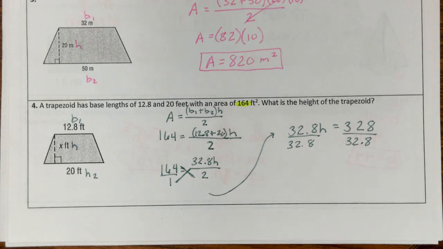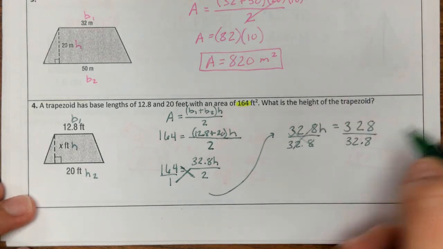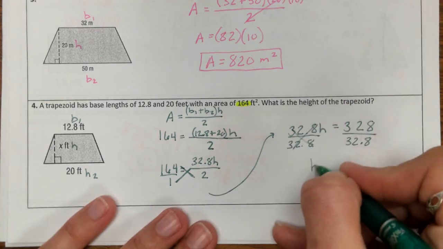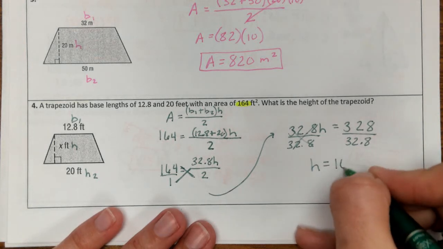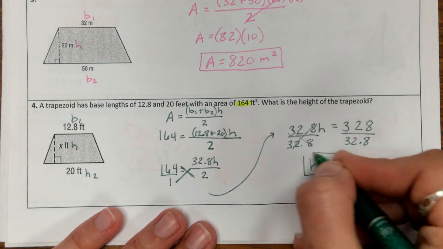Actually, I don't know why I had to do that, because I already have the correct answer in front of me. So h is going to end up being 10, we're just moving that decimal. Okay, so there we go.